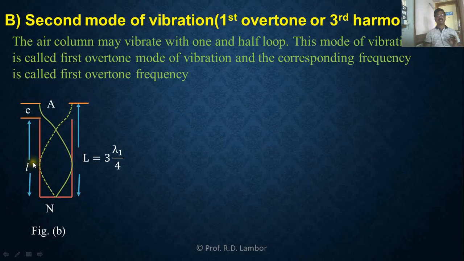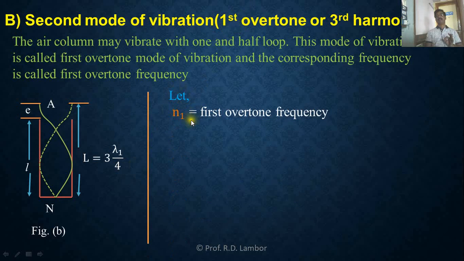And once again here, small l, length of air column in the pipe, and this small e is the end correction, and corrected length, capital L, is the length of air column, which is equal to 3 times lambda 1 by 4, म्हणजे 3 times half loop आहेत म्हणून. So in this second mode of vibration, जी फ्रिक्वेन्सी आहे त्याला फर्स्ट ओव्हरटोन फ्रिक्वेन्सी म्हटलाय. That's why N1 is the first overtone frequency, which is different from the fundamental mode of vibration.